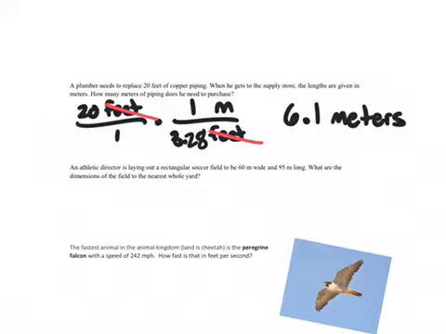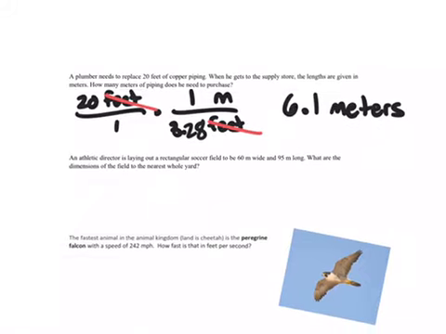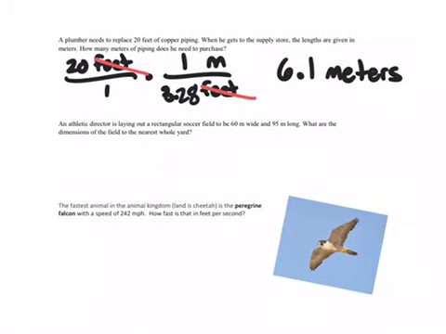It didn't specifically ask that in the problem, but that'll be situations you run into as well, to where one amount gets you, 6 meters wouldn't be enough. 7's obviously too much, but that's okay. We could discard the extra. Okay. An athletic director is laying out a rectangular soccer field to be 60 meters wide and 95 meters long. What are the dimensions of the field to the nearest whole yard?